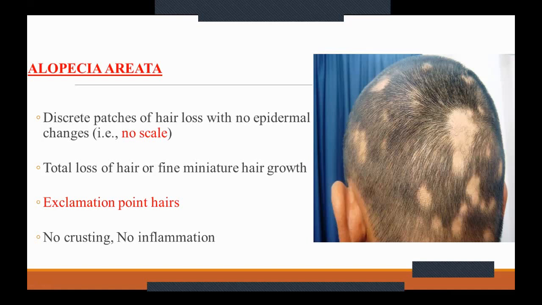There are no skin surface changes or scaling as is seen in Tinea capitis. And this alopecia areata can occur at any age. It might occur in children, it might occur in adolescents or adults. And there is hardly any inflammation or any symptoms in alopecia areata except for the cosmetic disfigurement.